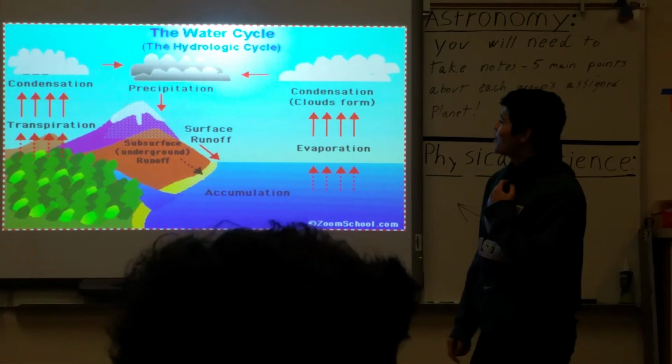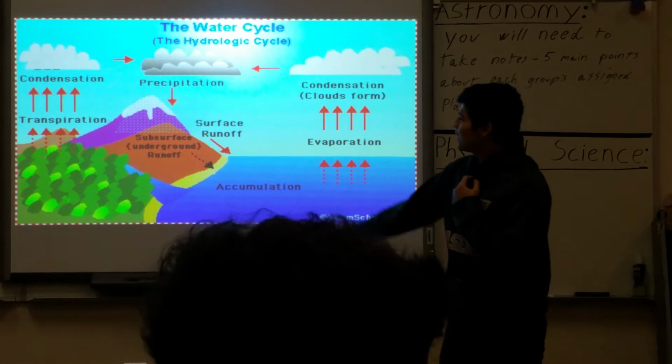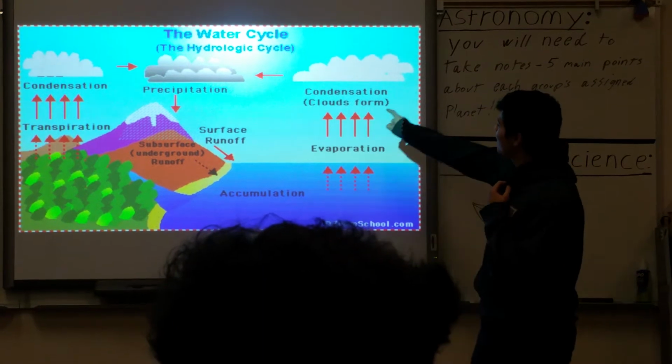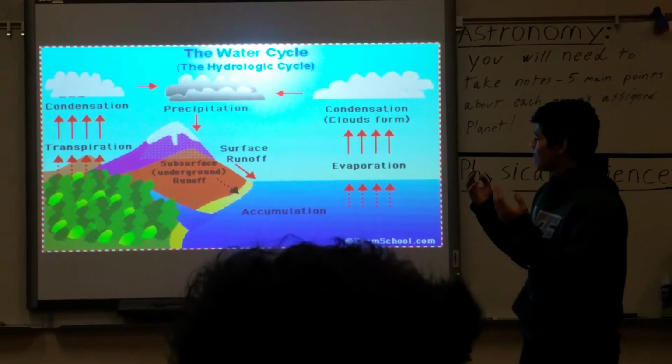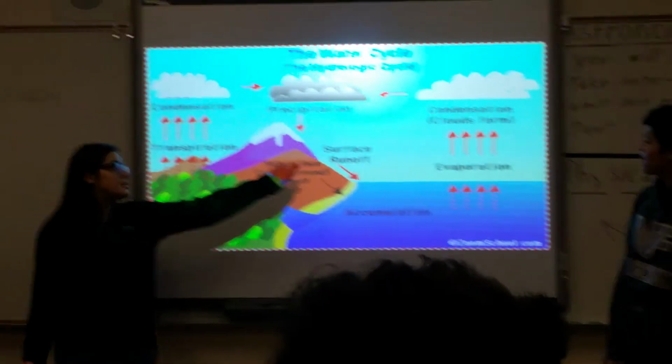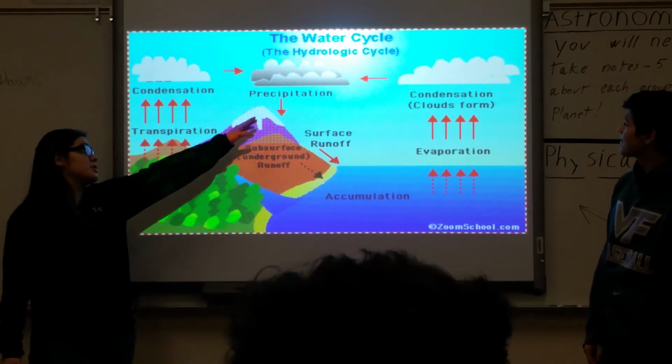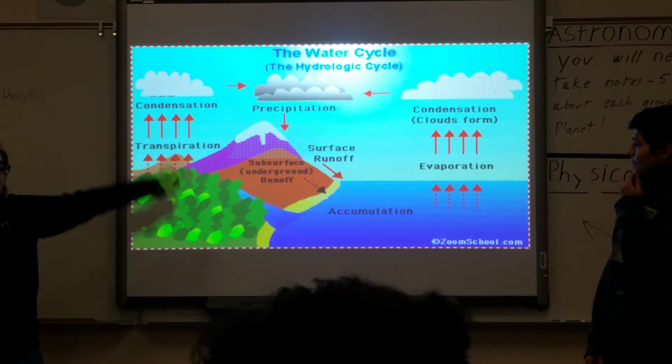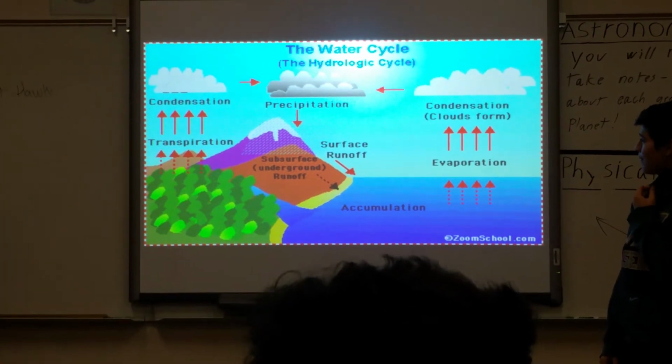This is just another picture of what it looks like. Got condensation, precipitation, condensation, precipitation. So you have the water and then it evaporates and then turns into condensation, which turns into precipitation, and then it goes back into the cycle, which is called the water cycle.